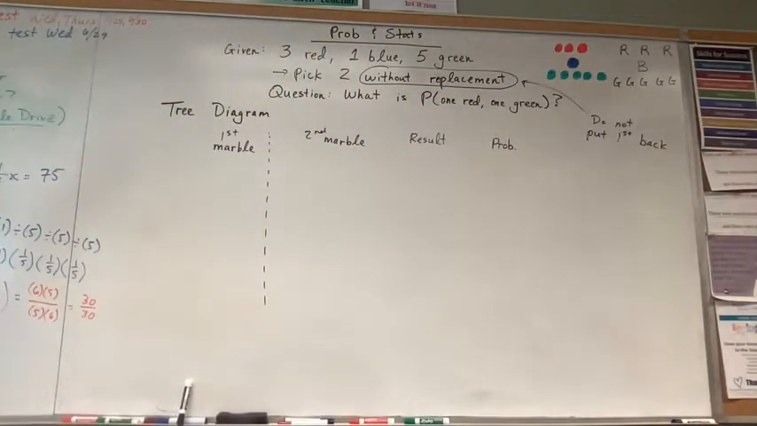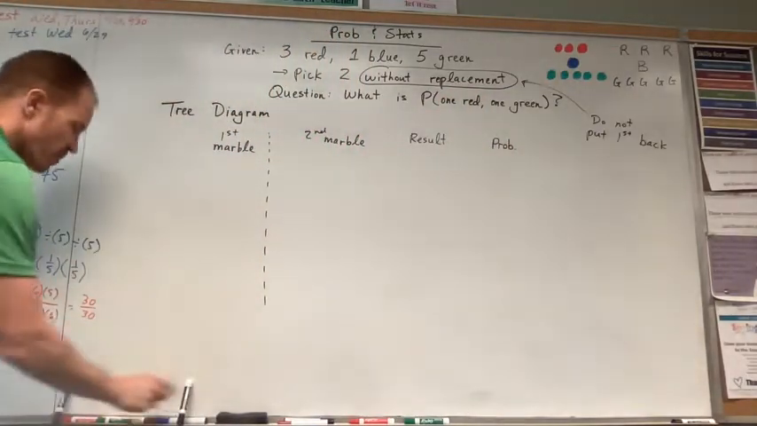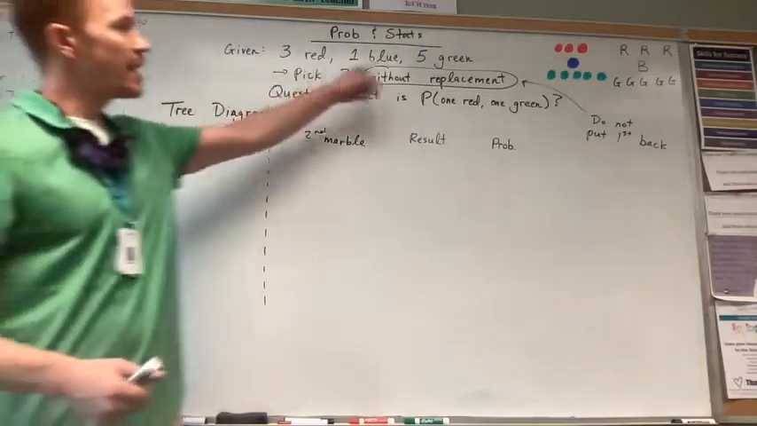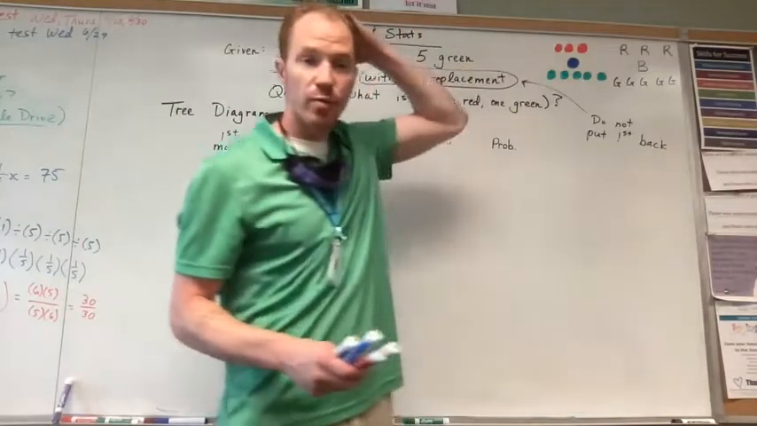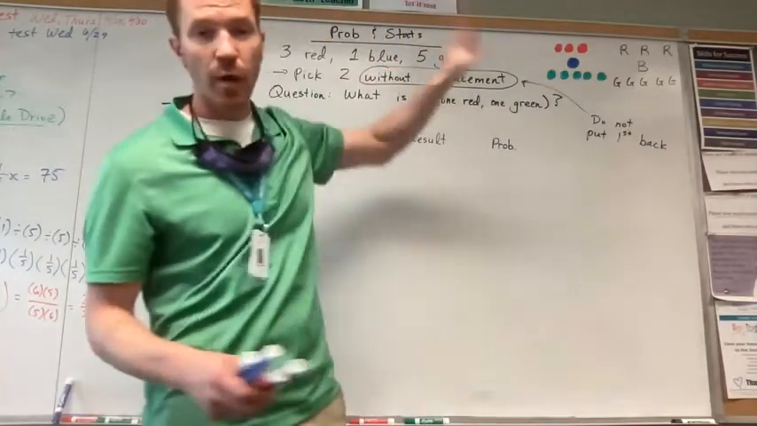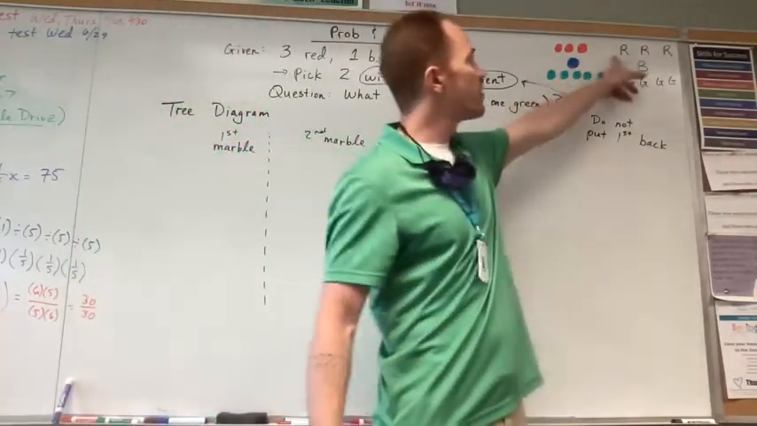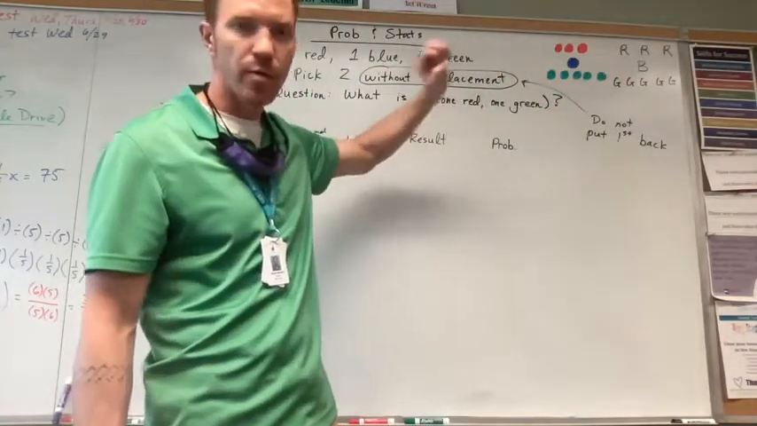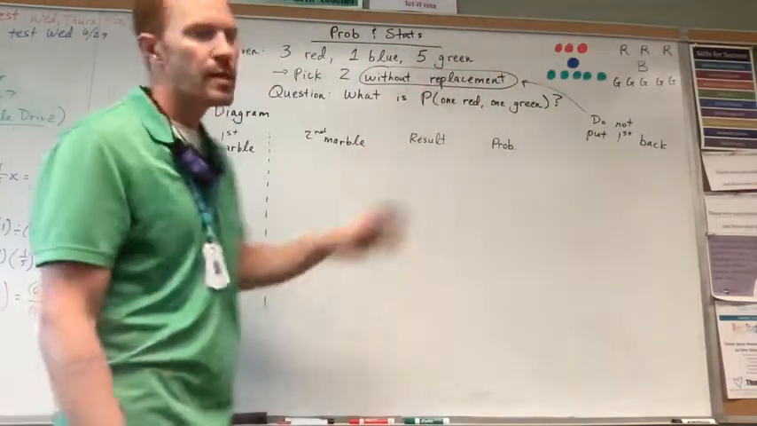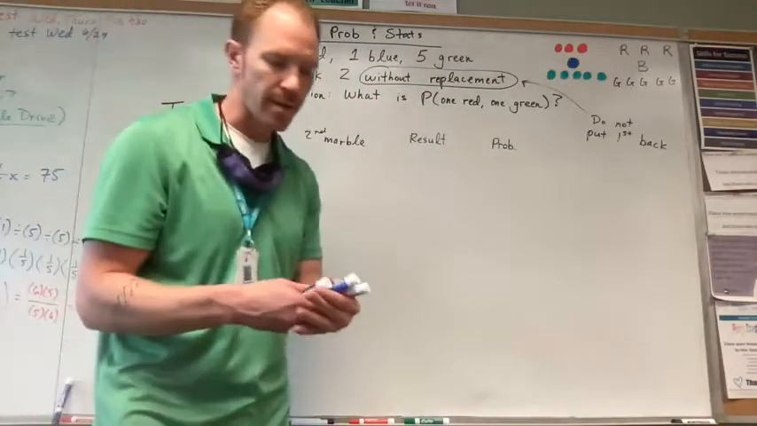So first marble, I start off here. And first marble could be any one of these colors. I got a little picture up here. I got 3 red, 1 blue, 5 green. If you don't have colors to work with, you might just write R, R, R for the 3 red, B for the blue, G, G, G, G, G, all those G's. You don't need colors necessarily then.